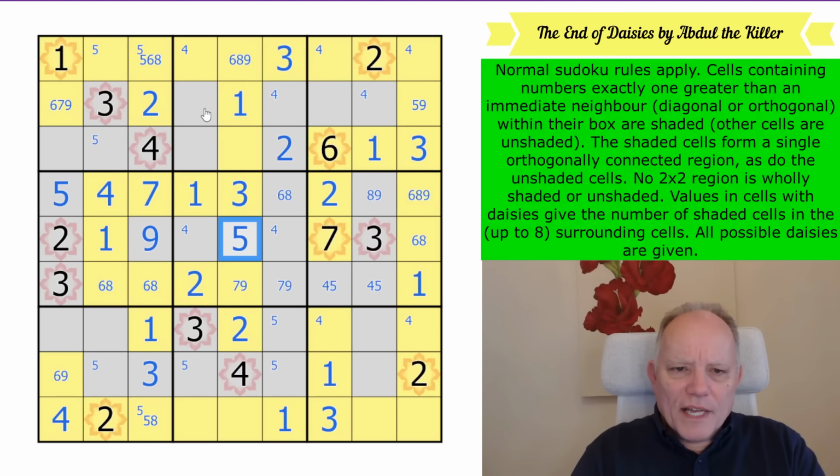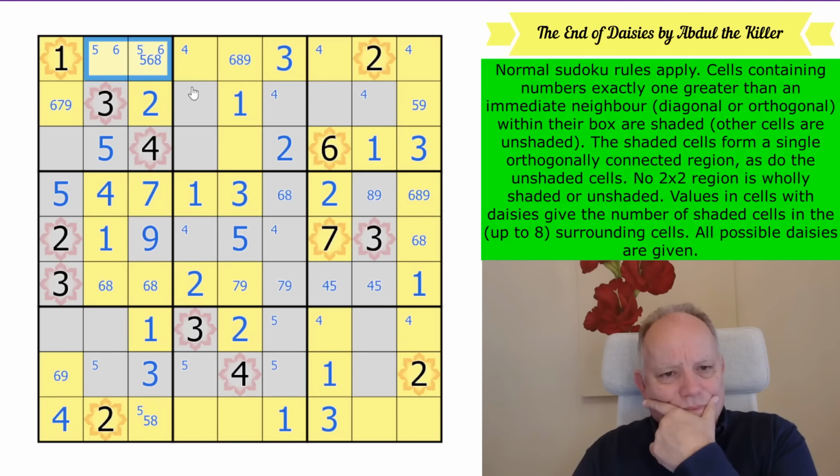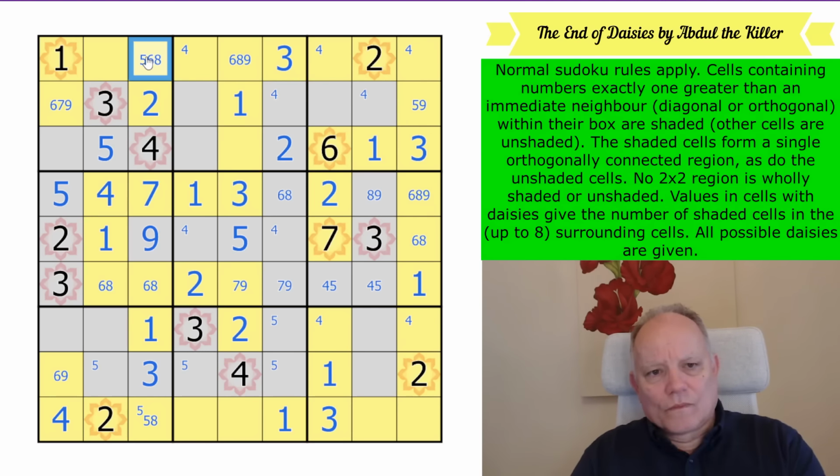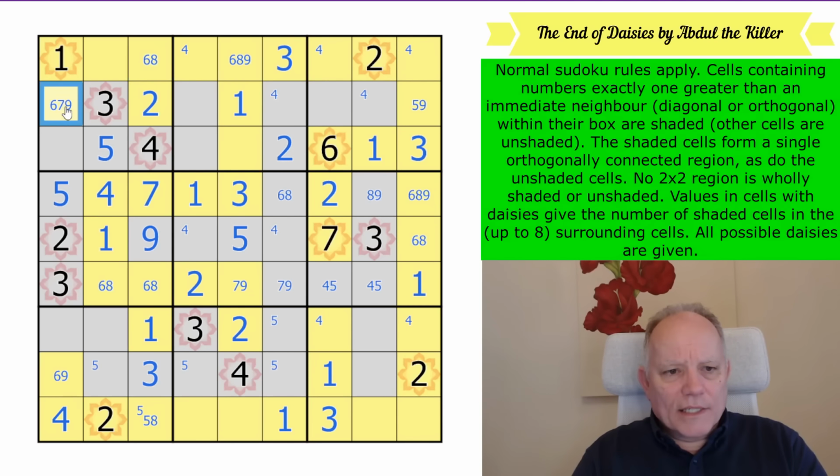Now, 5 is in one of these cells. And if it's in either of these, well, it can't be there because it wouldn't be touching the 4 in one of those cells. So neither of these is a 5, and that's not a 5, so the 5 in row 3 is here, which is doing its job. Now there's no 5 up there. Okay. So that is one less than that. So that is 7 or 9 now.